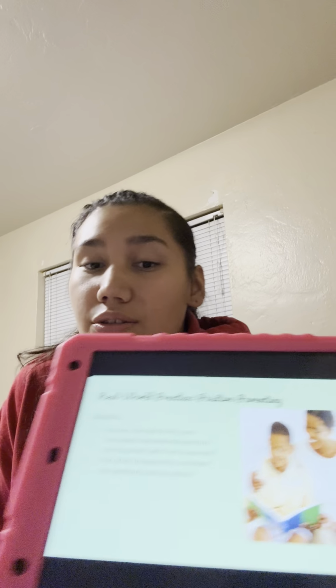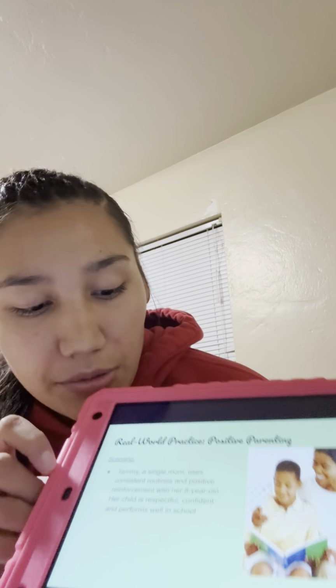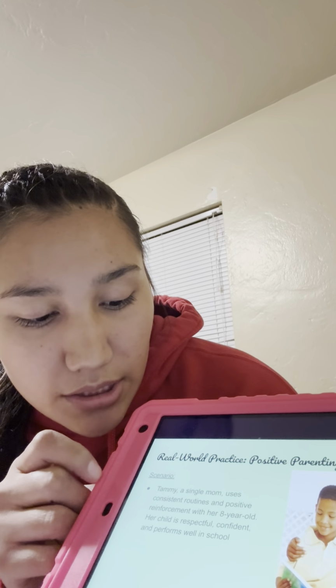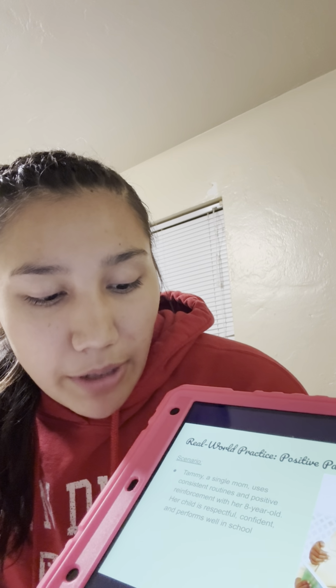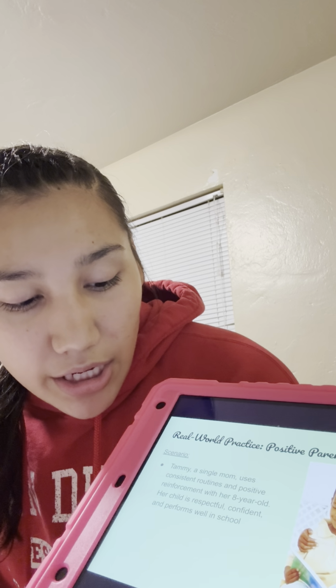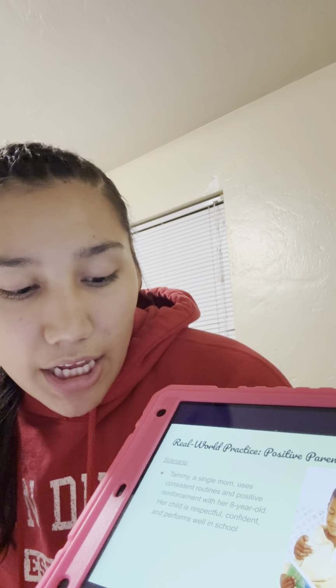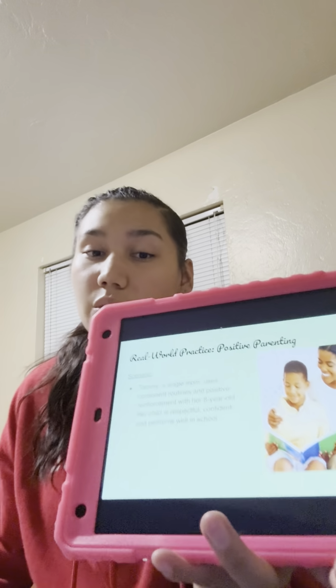So going on to real life scenarios. This will be a scenario of what positive parenting looks like. So in this picture, this is Tammy. She is a single mother. She uses consistent routines and positive reinforcement with her 8-year-old. Her child is very respectful, confident, and performs well in school.